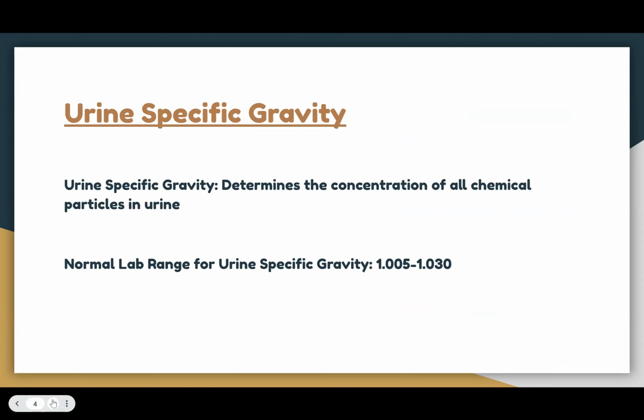So urine-specific gravity is a test used to determine the concentration of all chemical particles in urine. The normal lab range for this test, the urine-specific gravity test, is 1.005 through 1.030.